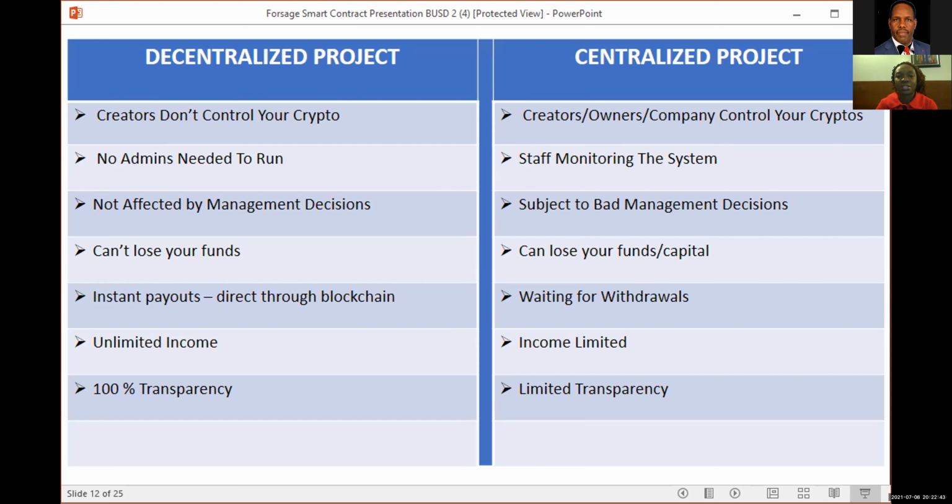Then, of course, when you look at the centralized projects, we're just doing a small comparison to show you that in the space of centralization, we do have staff that monitor these systems. And those staff, sometimes they make bad management decisions. If they're working in banking institutions, you can lose your funds. Of course, we all have. Sometimes you go to the bank and you cannot even withdraw. You have to wait for your withdrawals. And then, of course, they tell you, in 24 hours, you can only withdraw so much. So that space of your income is limited. Then, of course, transparency is also limited, because behind every manager, there's so many decisions, and nobody will tell you everything that is going on in regards to your money.